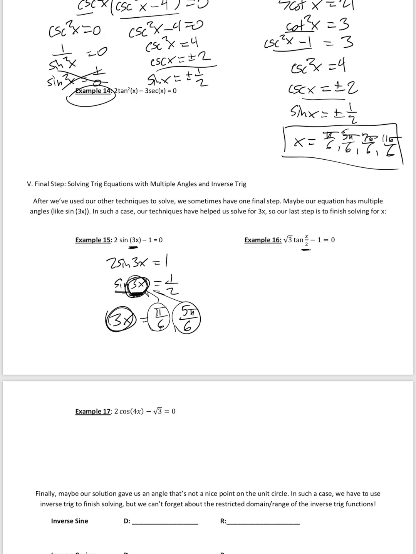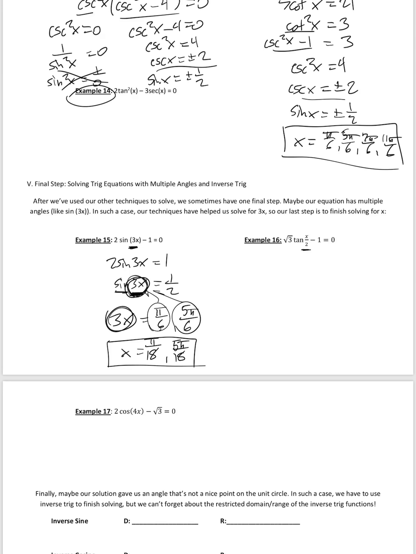So now I solve for x. Divide both sides by 3. x is pi over 18 and 5 pi over 18. So I hope that's really straightforward. It's the same thing that we've been doing the rest of this section, except at the very end we have one last step. Maybe it's 2x equals our angle values, or 4x equals our angle values. And then all you have to do is divide to get x by itself.